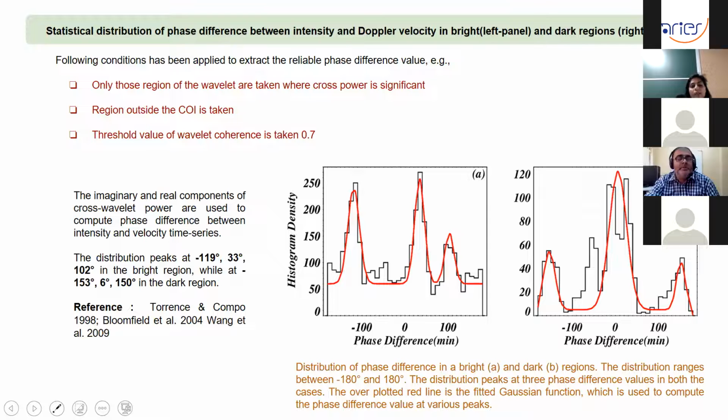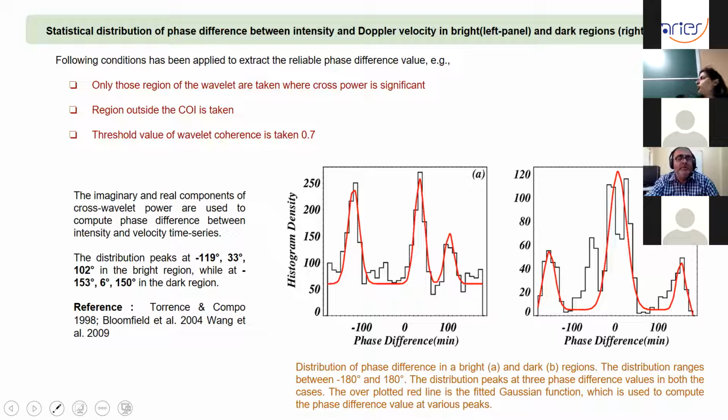Now again here, to extract the reliable phase difference, we have applied 3 conditions. The first 2 conditions are the same: the cross power should be significant, and the power that is lying outside the COI is taken. And we have applied another condition, that is the wave coherence should be greater than 0.7.